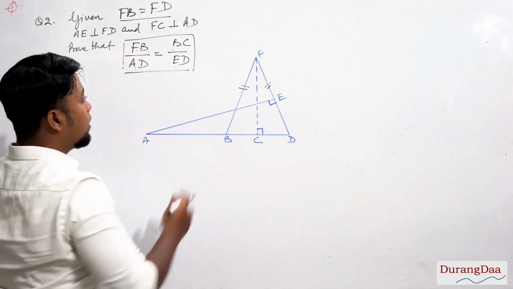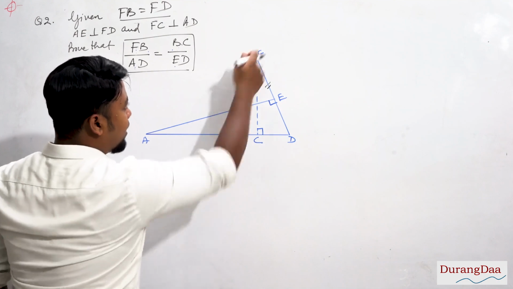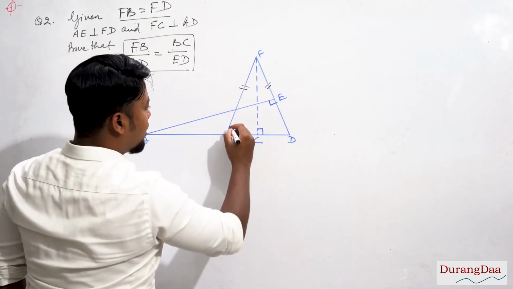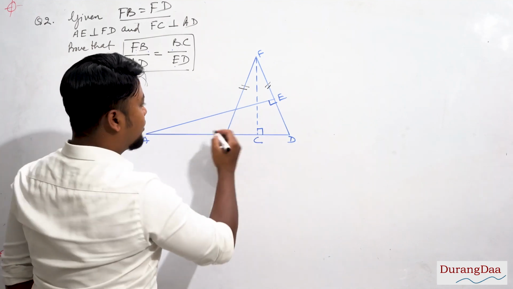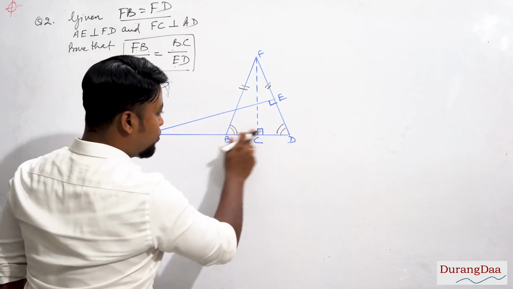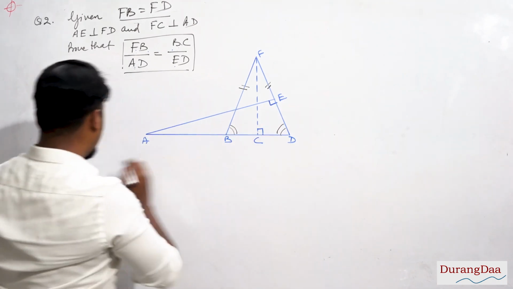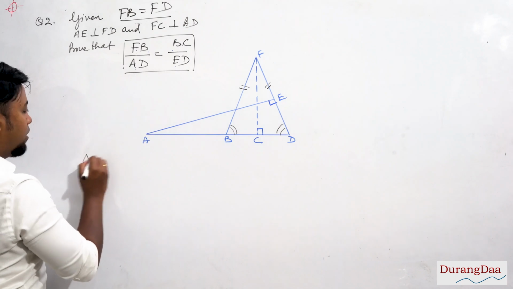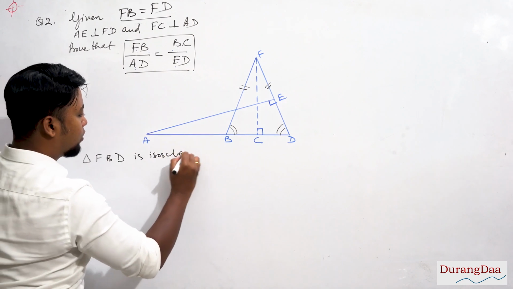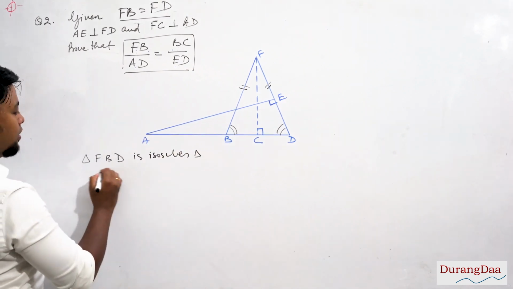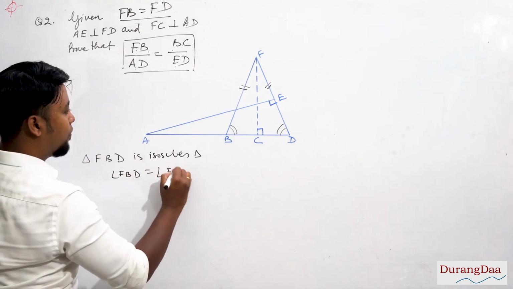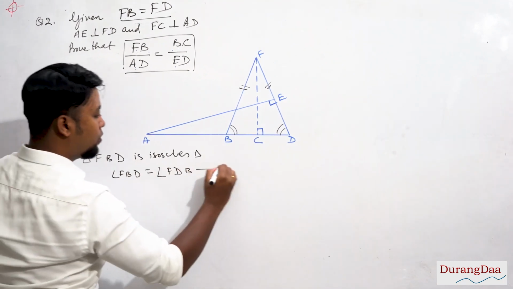No problems here. Since this side and this side of triangle FBD are equal, we can call triangle FBD isosceles, and if it is isosceles, this angle has to be equal to this angle, and we are going to use this result later on. So I'll just write it here: triangle FBD is an isosceles triangle, hence angle FBD is equal to angle FDB. We are going to use this result.